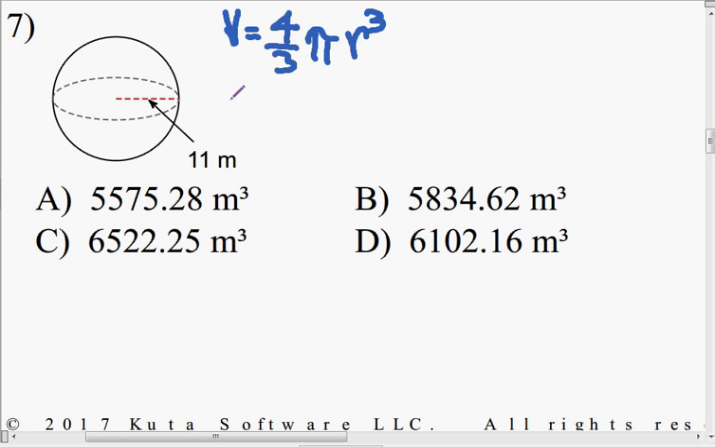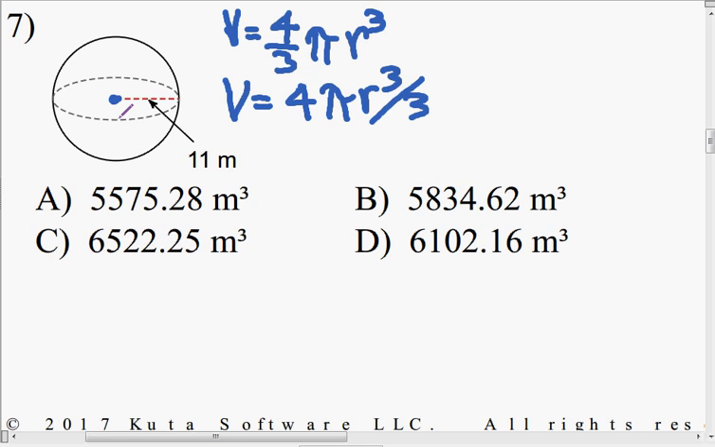And I'm going to rearrange it. 4 times pi times r cubed divided by 3. So I'm going to treat the 4/3 as two numbers. I multiply by the 4, I divide by the 3. And r, as always, starts at the center.